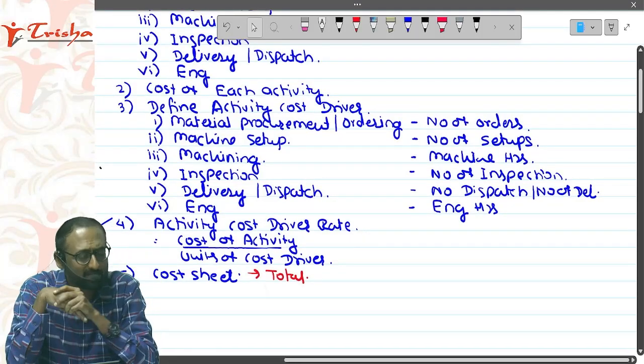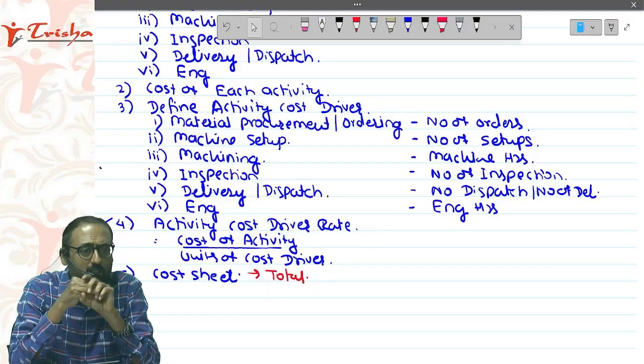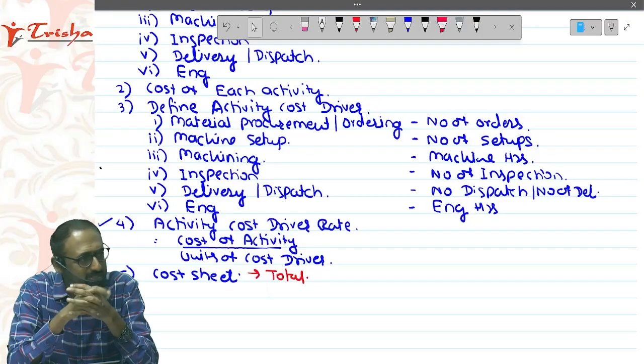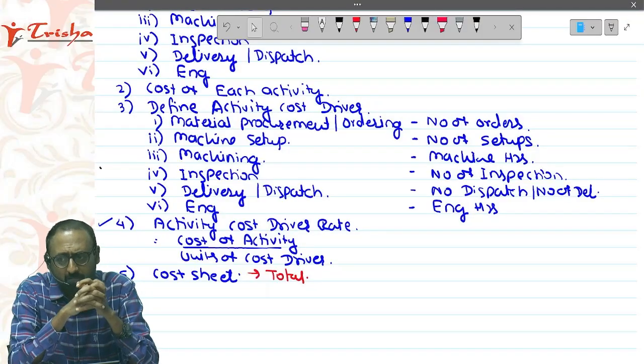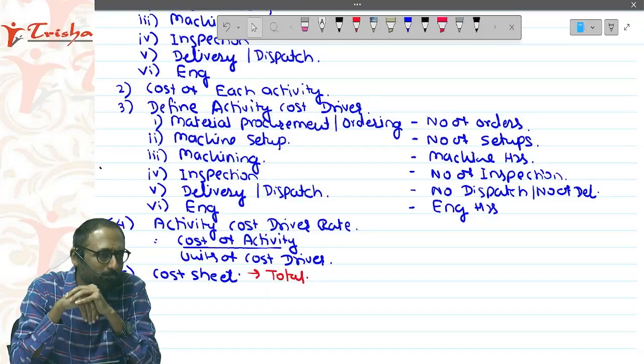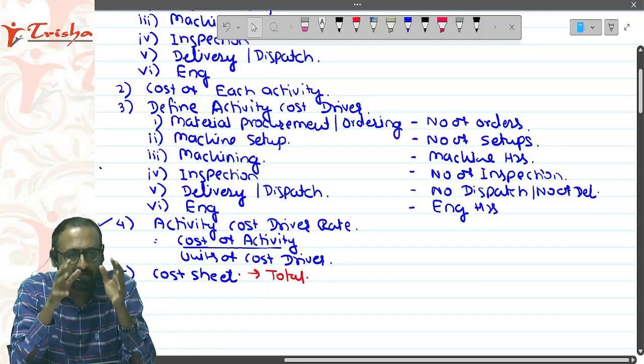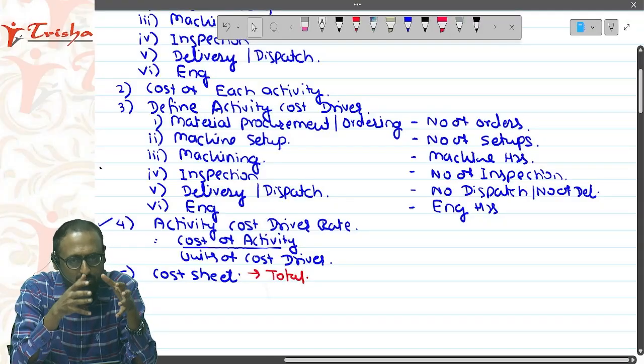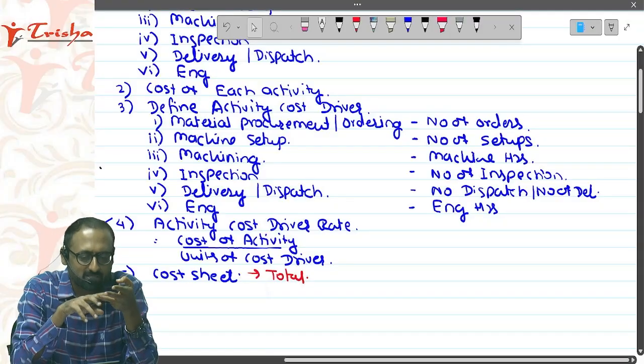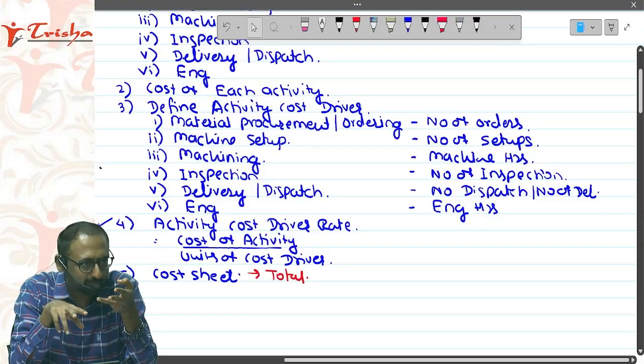Next one, for machining activity, what will be the appropriate cost driver? Machine hours will be the cost driver. For engineering, what will be the appropriate cost driver? Engineering hours will be your appropriate cost driver. So 3 steps are over. First step is to define activity. Second step is to calculate cost of each and every activity. Third step, define cost driver.